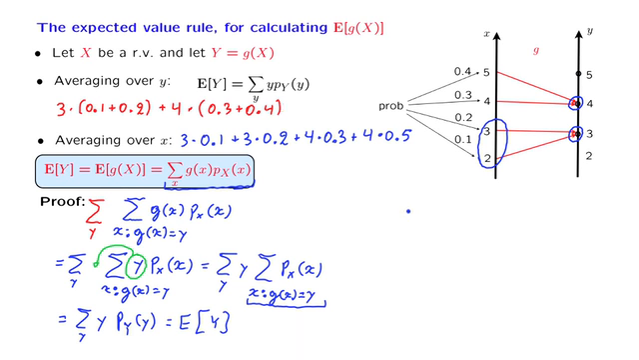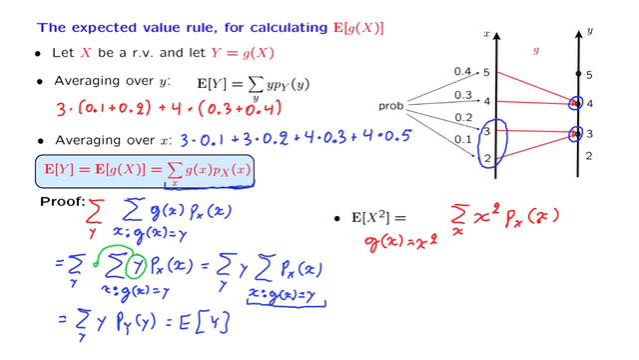Now, before closing, a few observations. The expected value rule is really simple to use. For example, if you want to calculate the expected value of the square of a random variable, then you're dealing with a situation where the g function is the square function. And so the expected value of x squared will be the sum over all x's of x squared weighted according to the probability of a particular x.